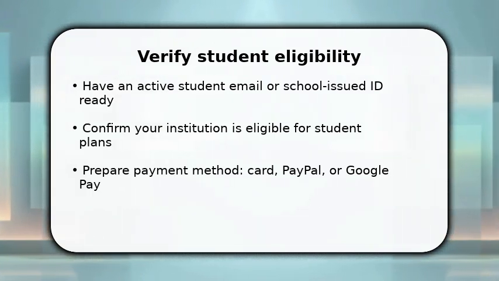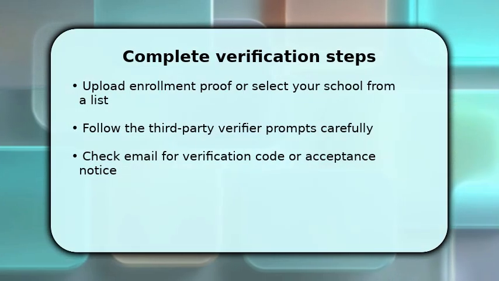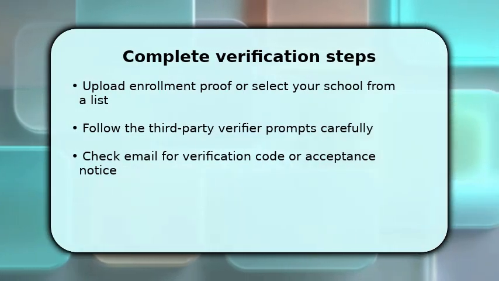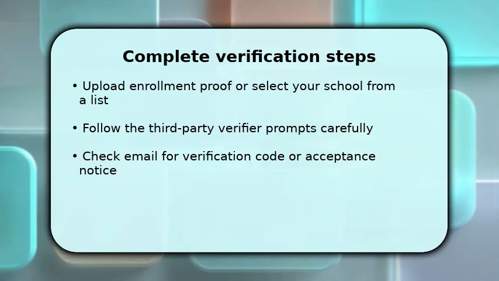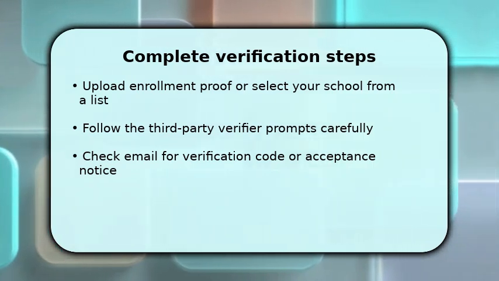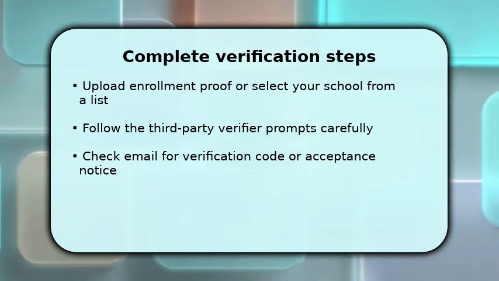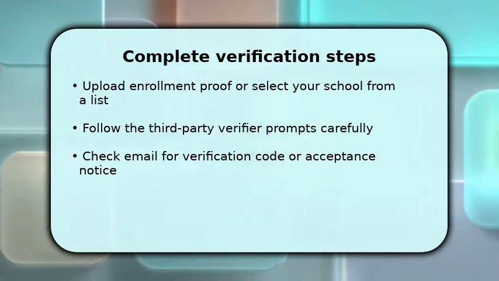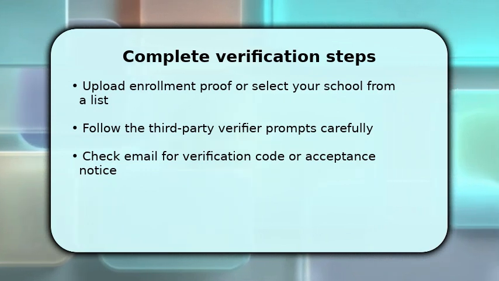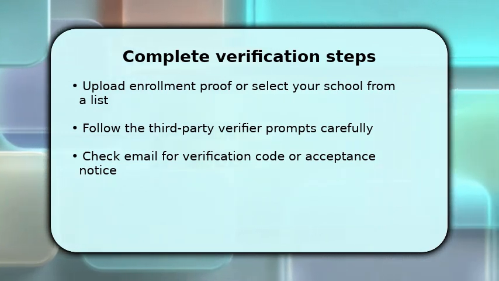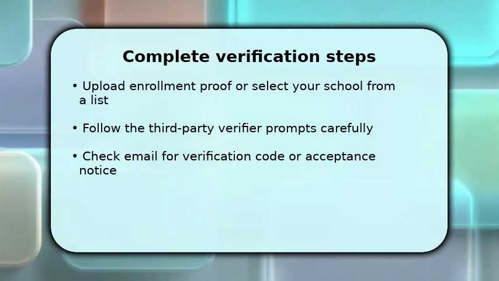Once you're inside the verification flow, follow the third-party verifier instructions step by step. Upload a clear scan or photo of your student ID or provide the requested enrollment date and program details. Ambiguous images delay approval. After submission, monitor your student email for a confirmation code or acceptance message. If asked, allow the verifier to access the minimum necessary info.